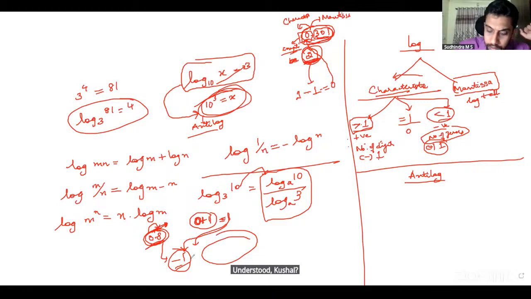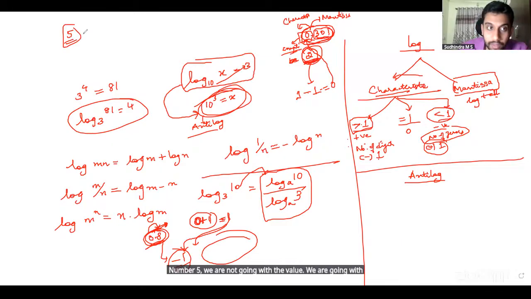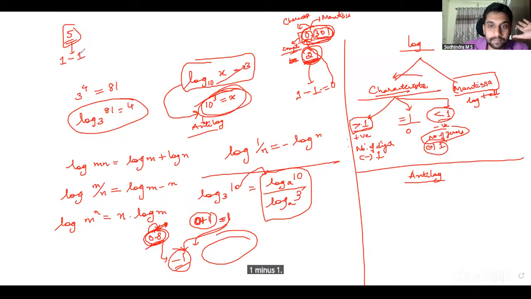So if the digit is 5, then minus 1 is 4 or completely 0? Okay, you're talking about 5 digits or the number 5? Number 5. For number 5, we are not going with the value. We are going with the number of digits. How many digits do we have? 1 digit. 1 minus 1, 0 is the characteristic. Yes. Good.